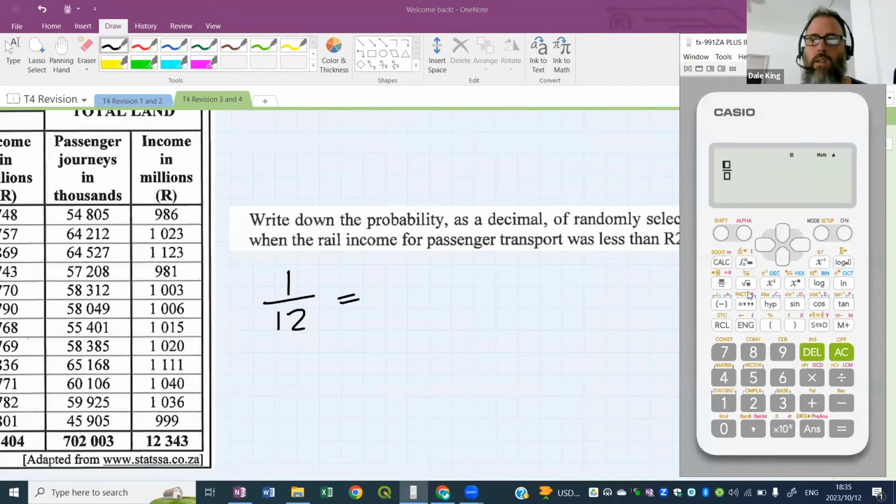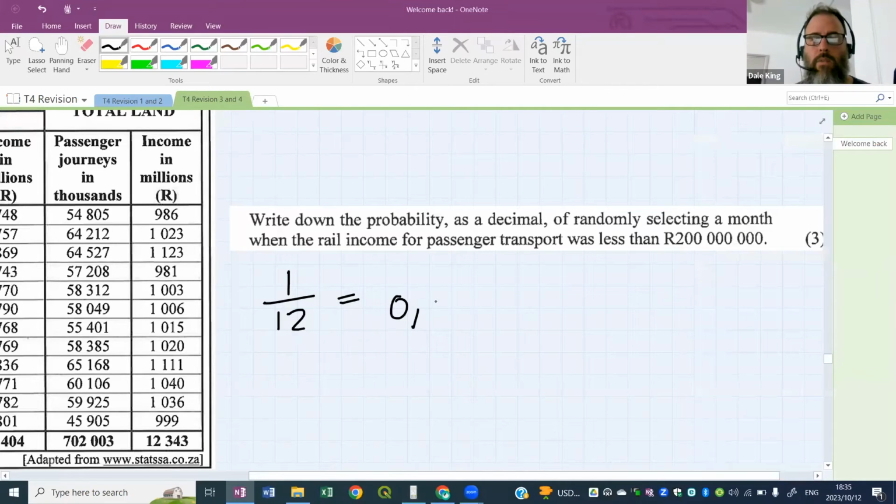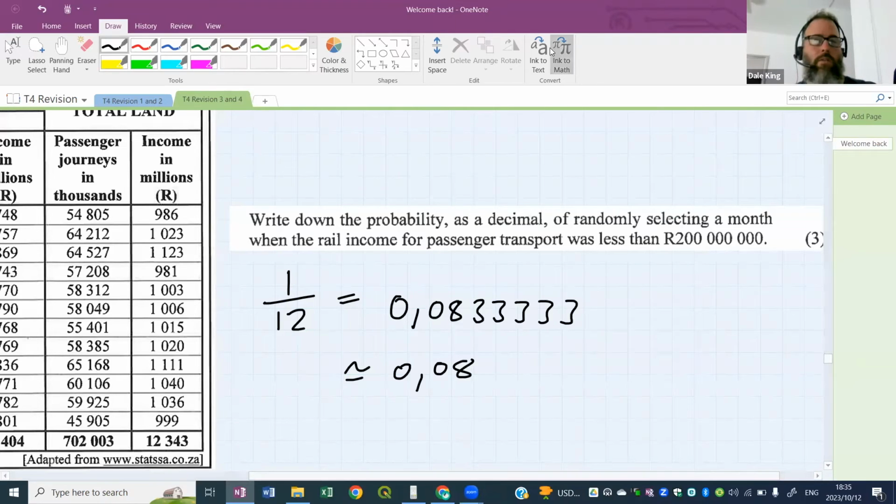So we'll go to our calculator and tell the calculator, I paid good money for you. You tell me. 0,083. 0,0833333, and we'll round that off to 0,08. We'll show 2 decimals because the instruction always says 2.